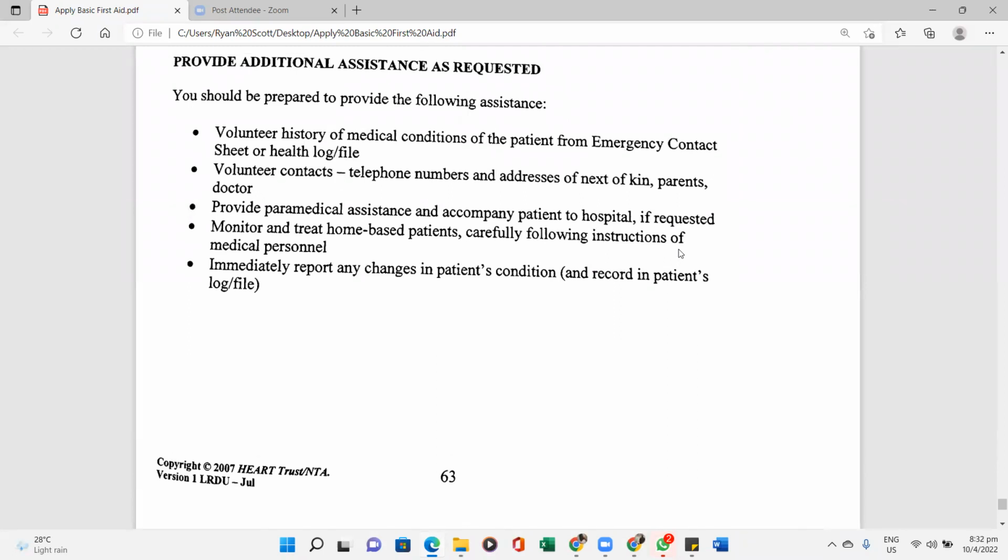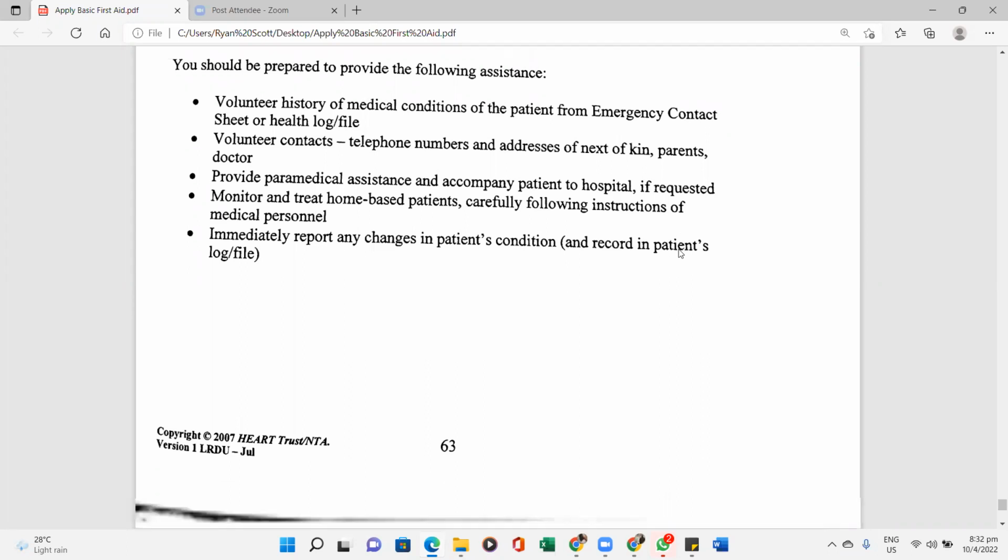And provide further assistance if requested. So you can volunteer the history of medical condition of the patient from the emergency contact sheet. You can volunteer contacts, so telephone numbers and address of next of kin, provide paramedic assistance and accompany the patient to the hospital if necessary. You can also monitor and treat home-based patients, carefully following instructions of the medical personnel, and immediately report any changes in the patient's condition. All right, roll on.